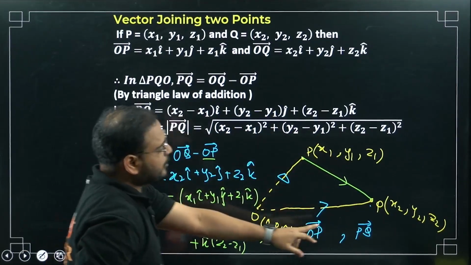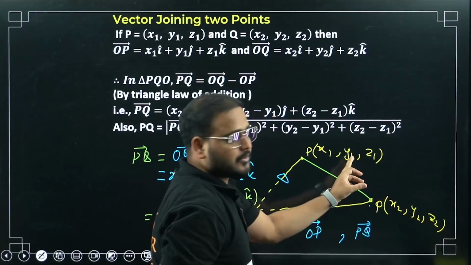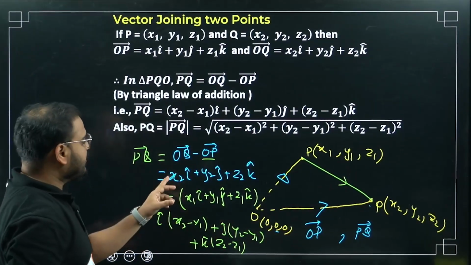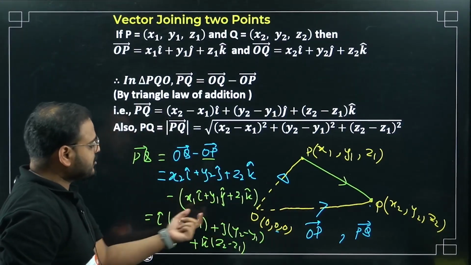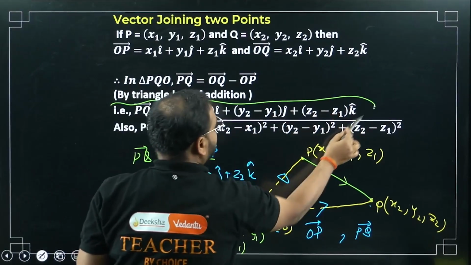You can apply the same concept over here also. P to Q, right? So x2 minus x1, y2 minus y1, z2 minus z1. We are getting this directly from here, but how we are getting it is this condition. So we write for OQ first, then we write for OP, then we take the subtraction, and we get the same result which is written over here.